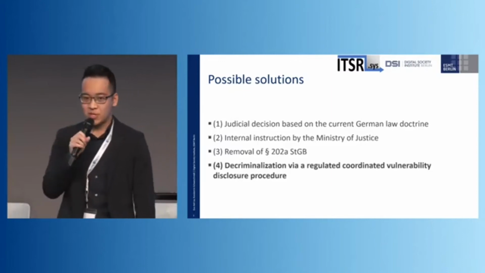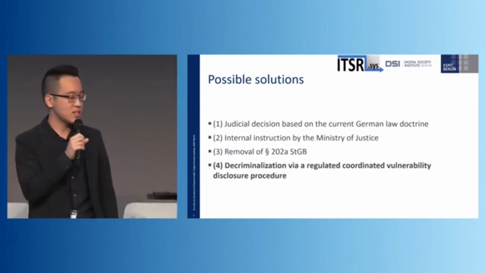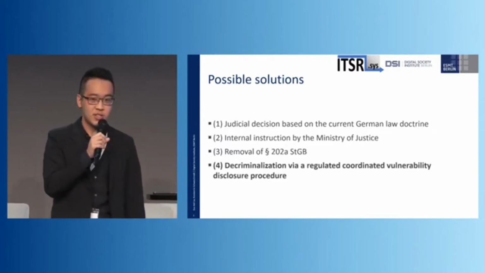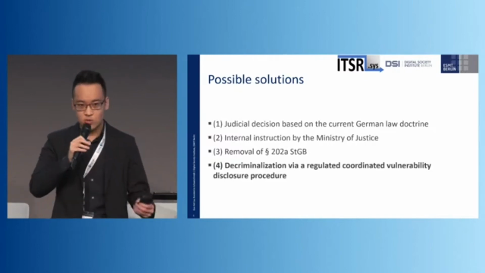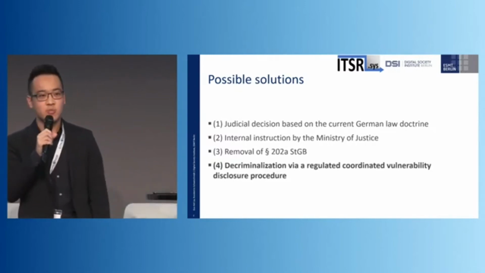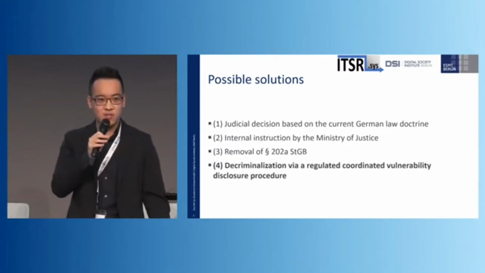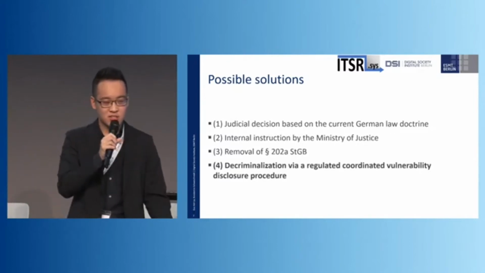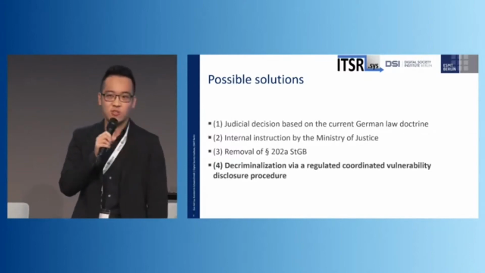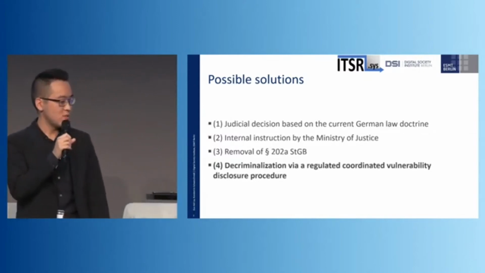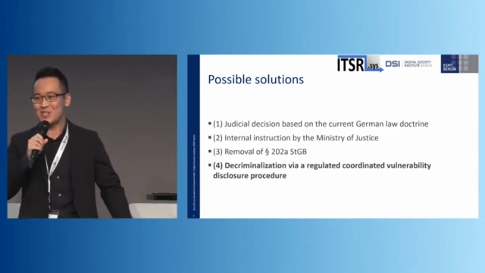The second solution is to rely on internal instructions by the Ministry of Justice. This is something that the US government has recently decided to do, to exclude cybersecurity researchers from the prosecution process. This, however, stays as the same problem, which is to achieve legal certainty. And last but not least, the third solution is to remove this norm completely.